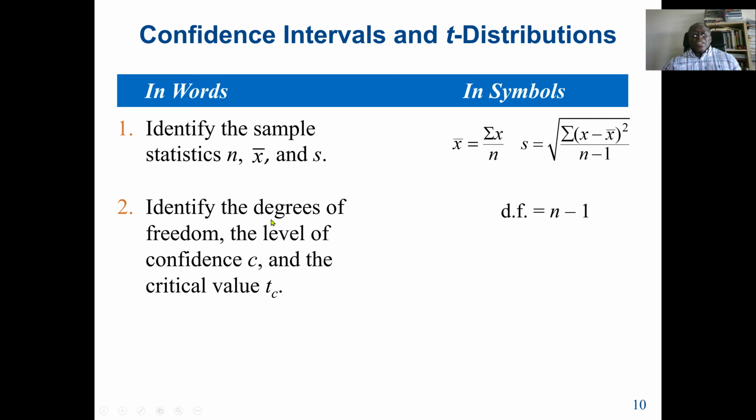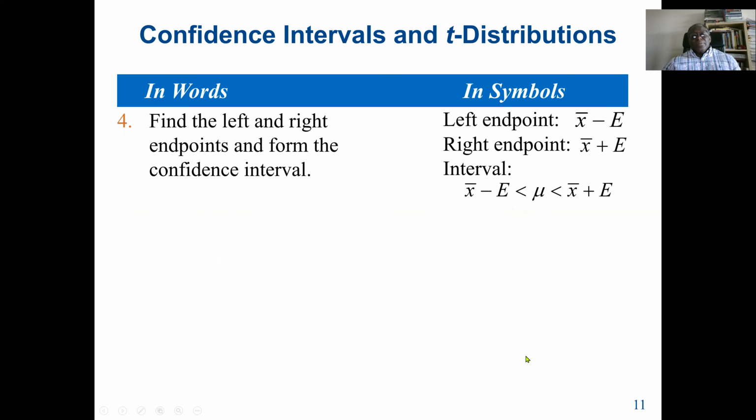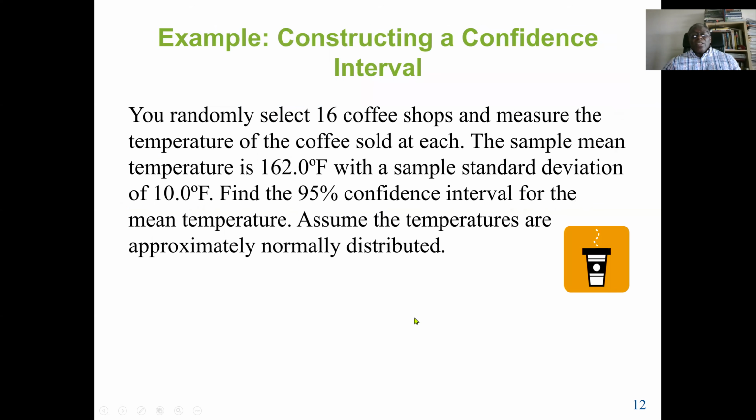Now we're going to identify the degrees of freedom, the level of confidence c, and also the critical value. So we know the degrees of freedom is n minus 1. To find the margin of error, E will be t_c times s over square root of n. And here we have x bar minus E and x bar plus E. Now let's see if we can solve this problem with the conditions.